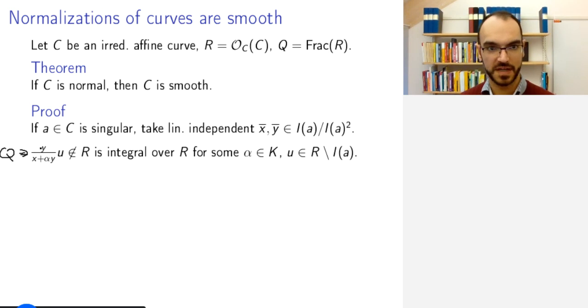What I do is I divide y by x plus alpha y, where alpha belongs to the base field, and all of this I multiply with some element u belonging to R but not to the maximal ideal of the point A. So why is this element not in R?